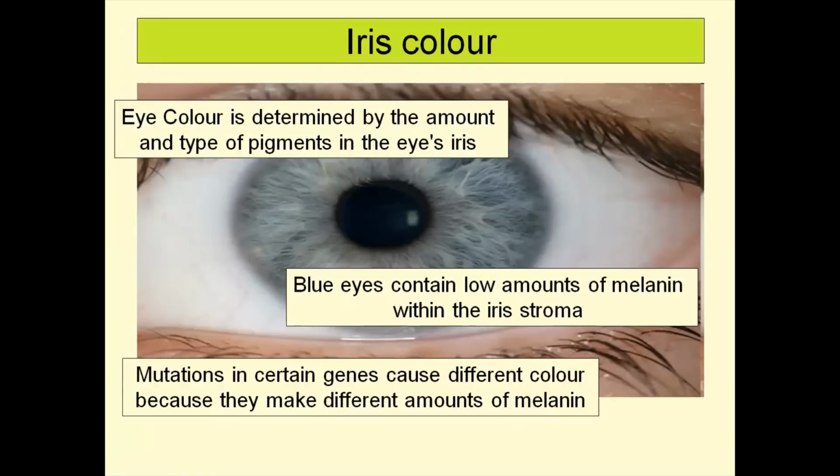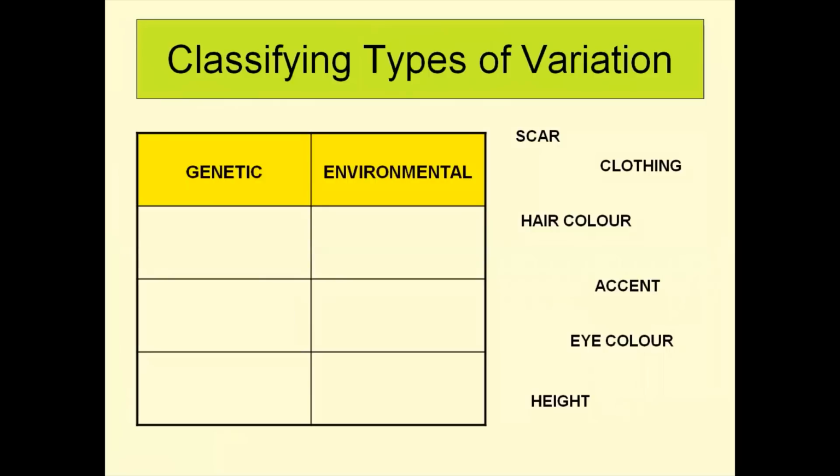Eye color is determined by the amount and type of pigments present in the eye's iris. Blue eyes contain low amounts of melanin within the iris stroma. Mutations in certain genes cause different color because they make different amounts of melanin. Arrange these words into boxes.